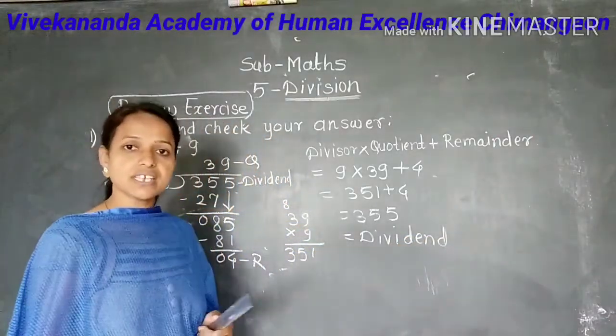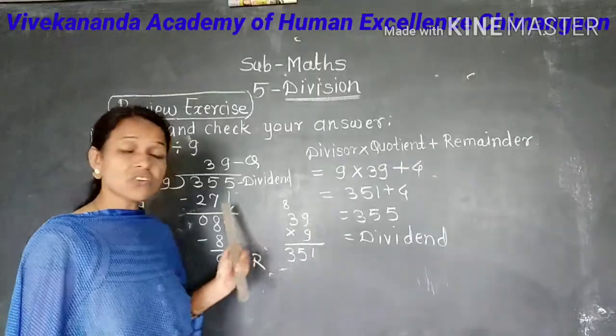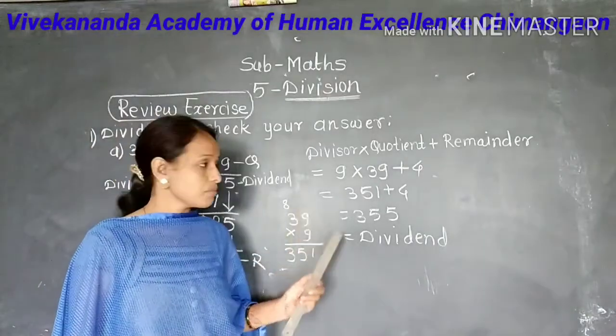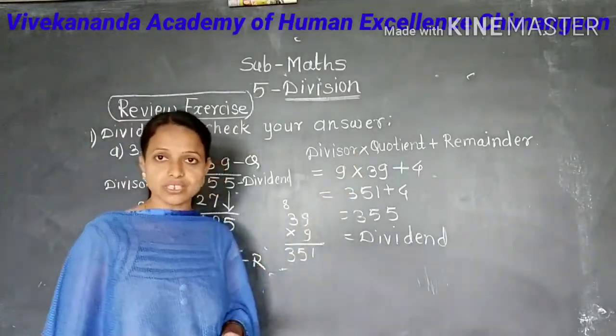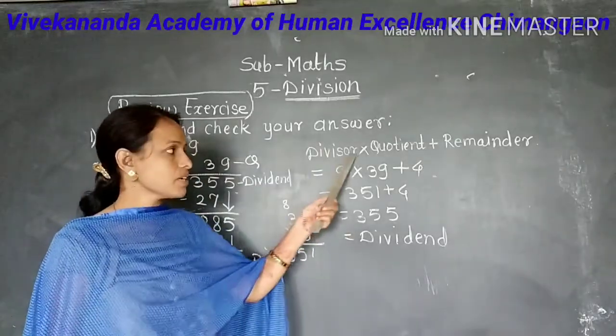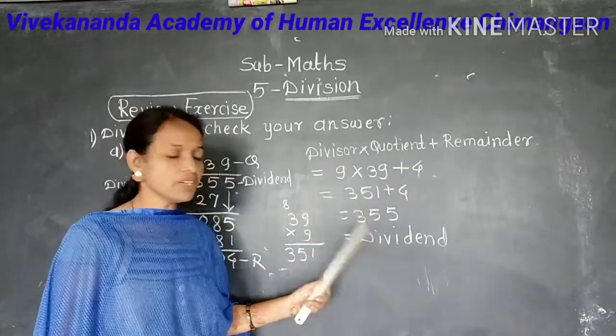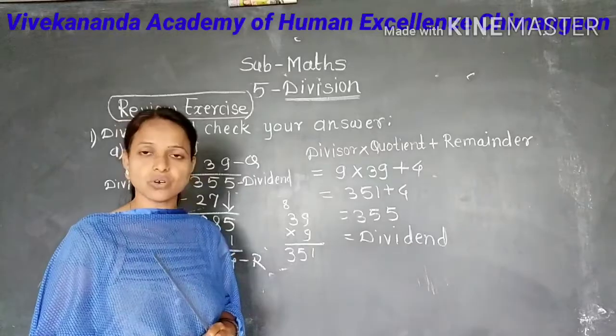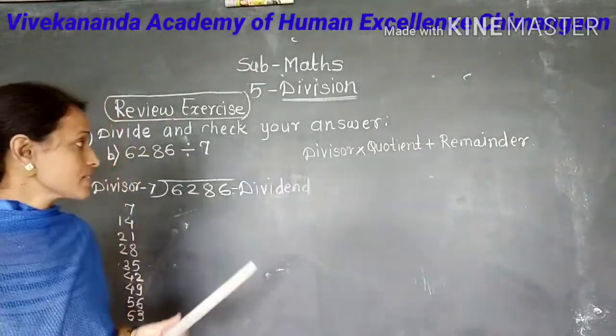In this way, we say that the quotient and remainder of this division are correct, because we checked it by the division algorithm. What is the division algorithm? Divisor into quotient plus remainder is equal to dividend. And we got it. Okay, next example.